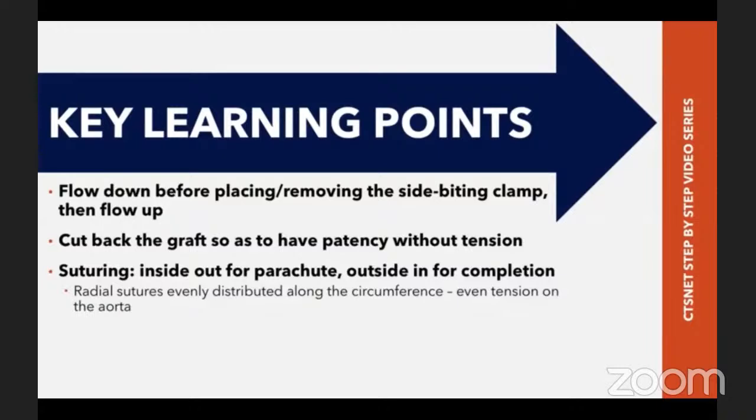Suturing is first done from the inside out for parachuting and outside in for completion. It is important to distribute the radial sutures evenly along the circumference of the opposed graft and aorta in order to evenly distribute tension over the aorta.